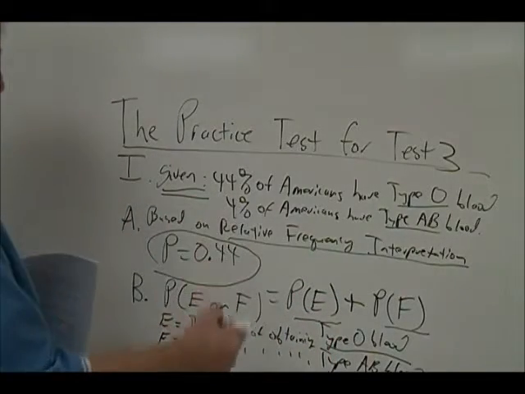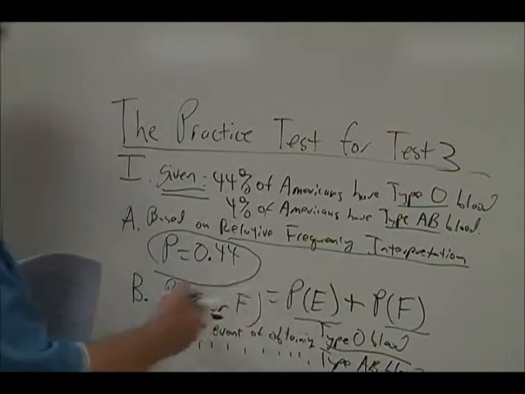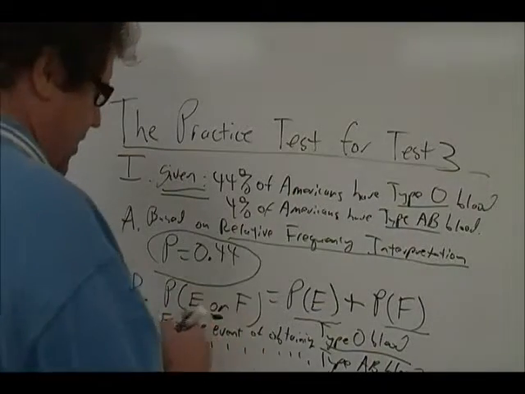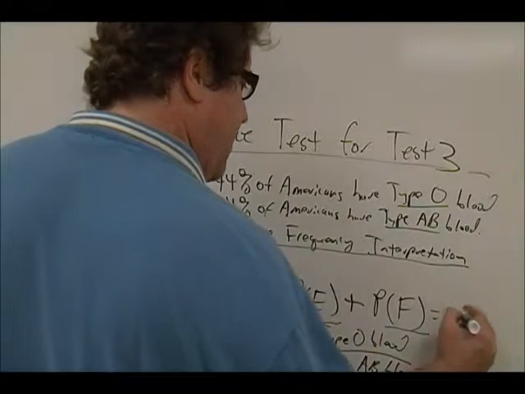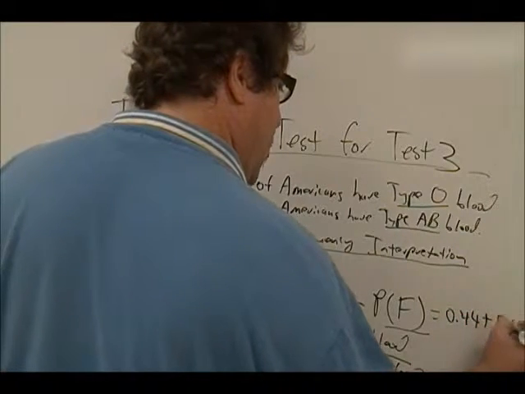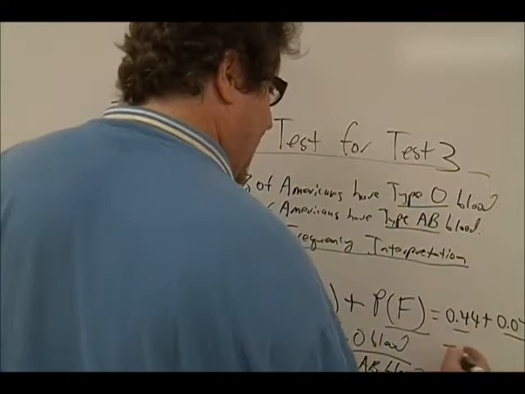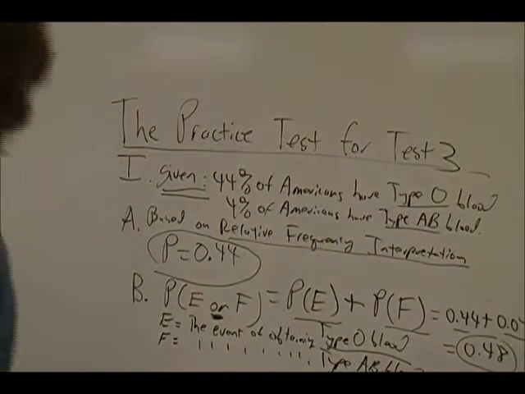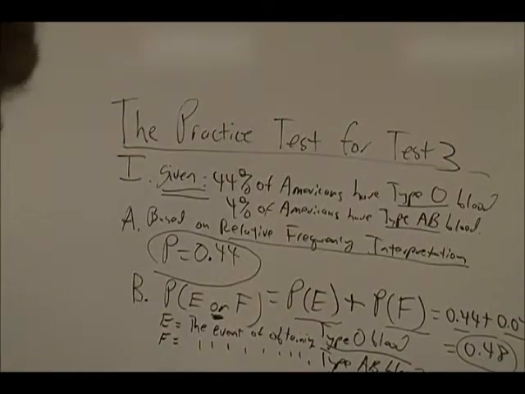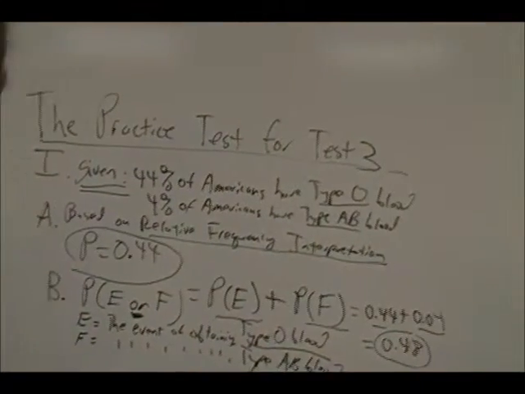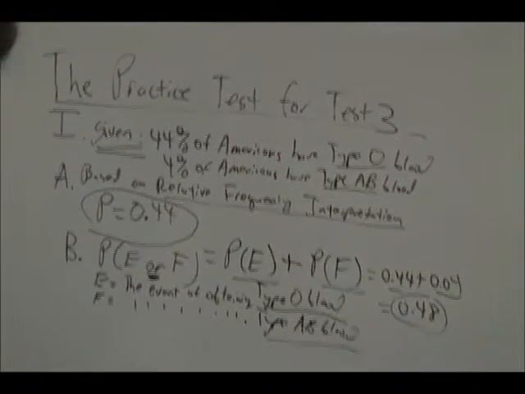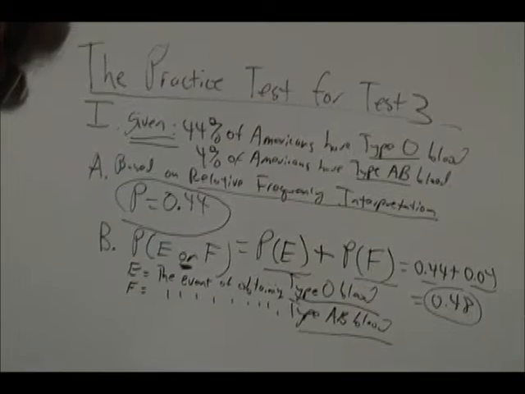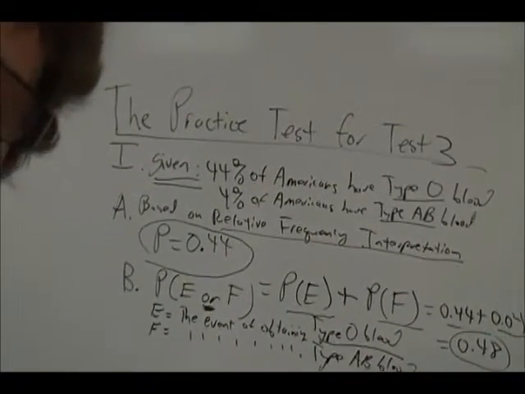So, using the relative frequency interpretation together with this addition rule for mutually exclusive events, we get that the desired probability is 0.44 plus 0.04, and that equals 0.48. So the answer to part B is 0.48, which is 0.44 plus 0.04.